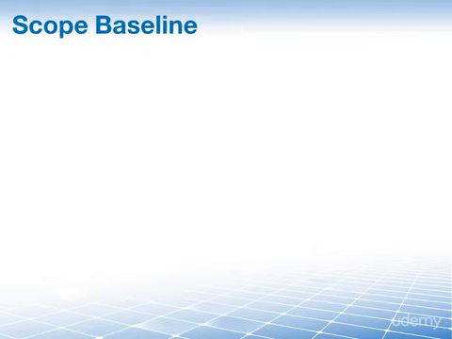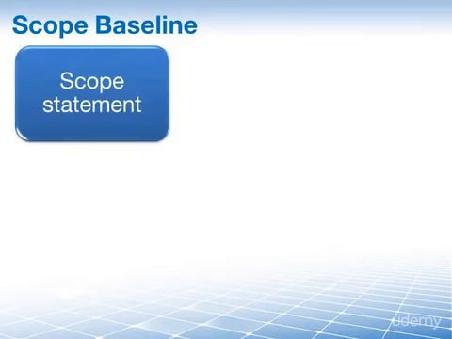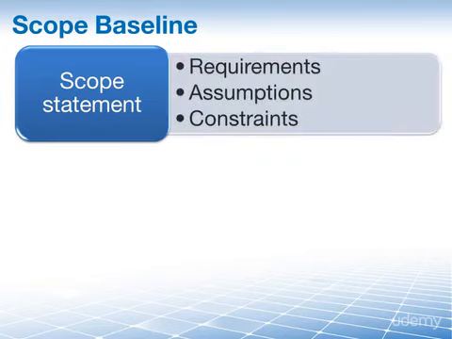Our second input is the scope baseline, which, if you remember, has 3 components. Let's take a look at these one by one and how they relate to the determine budget process. First, we have the scope statement as a major component of the scope baseline. It may contain details on requirements, assumptions, and constraints. In particular, it may describe any funding constraints.